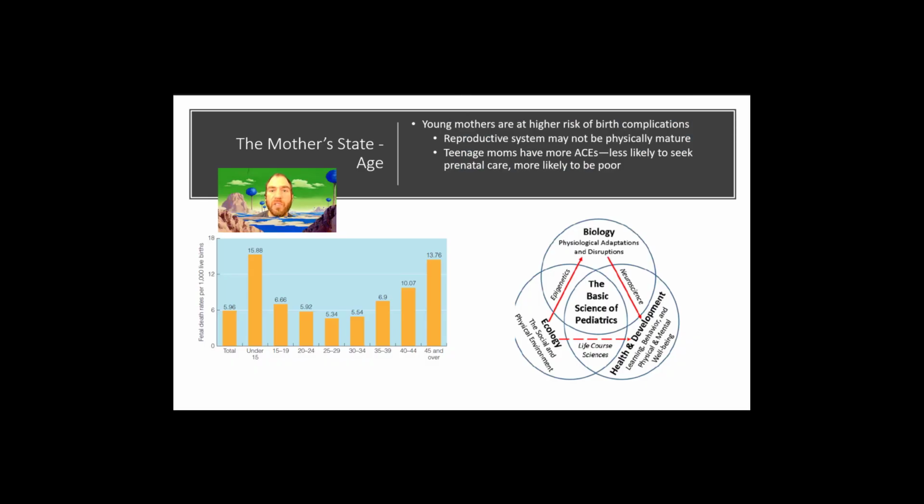The mother's age. So young mothers are at increased rate of birth complications. So one argument is that the reproductive systems of young mothers are not physically mature enough to deliver a child. Another argument, not necessarily mutually exclusive, is that teenage mothers are obviously going to have more ACEs. They are less likely to seek prenatal care and more likely to be poor. So again, that cumulative effect of stressors is impacting a young mother's reproductive system. And you can see a chart in the left corner, the different ages. It's a U shape with young mothers being at risk and older mothers being at risk.